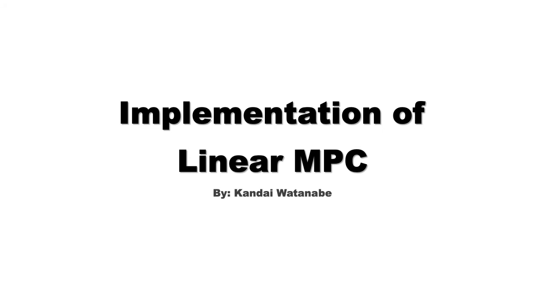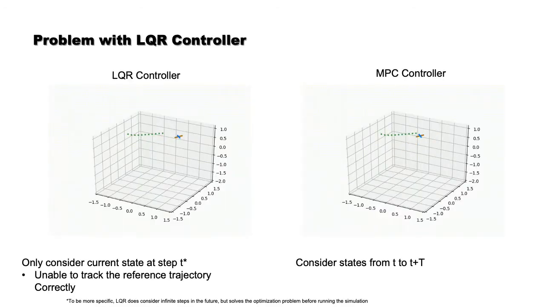I'd now like to talk about my project implementation of a linear model predictive controller. A model predictive controller is often compared with the linear quadratic regulator controller because they have similar formulations in common. Both controllers compute an optimal input U with respect to an objective function, and these controllers are called optimal controllers.